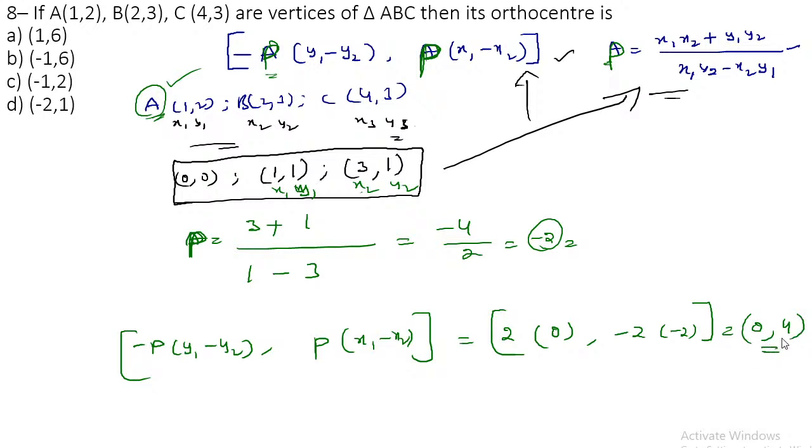So this is not the answer. We need to add 1 comma 2 because we subtracted 1 comma 2 from each point. So let us add 1 comma 2. Now this becomes 1 comma 6. So this is our orthocenter, 1 comma 6. Option A is correct. Please let me know if you have any doubts. You can ask me doubts in the chat section.